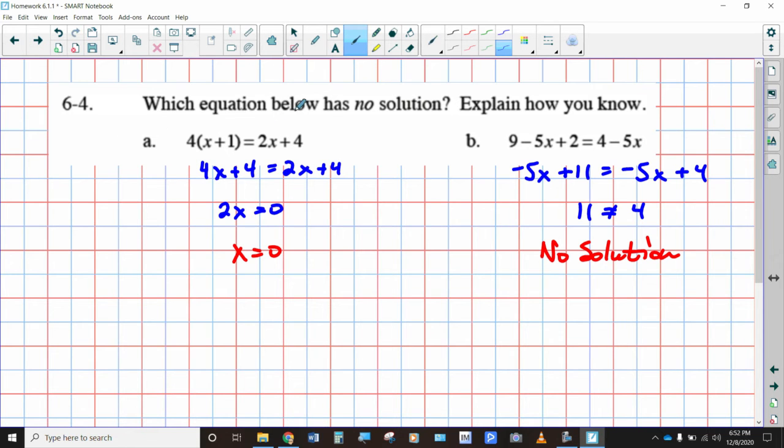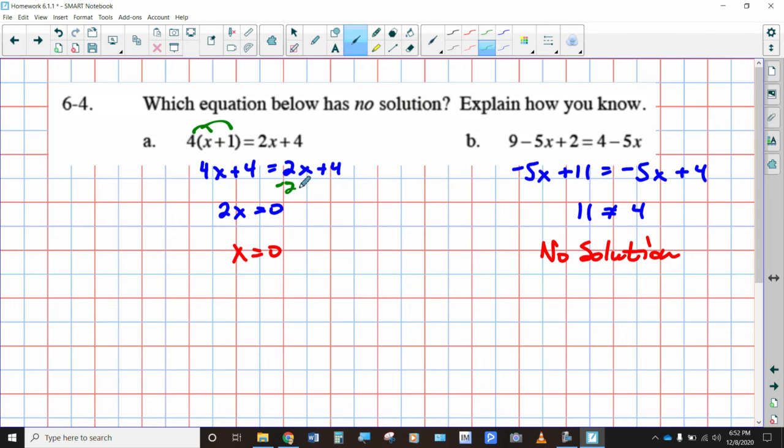All right, which equation below has no solution? Well, after sending in the dive bombers here, you get 4x plus 4 is equal to 2x plus 4. And I'll tell you right now, when you've got the same number of x's on each side, that's when you know it's either going to be a no solution or an infinite solution. If you've got more x's on one side than the other, you know you will have one solution. It's just a matter of what is that one solution.